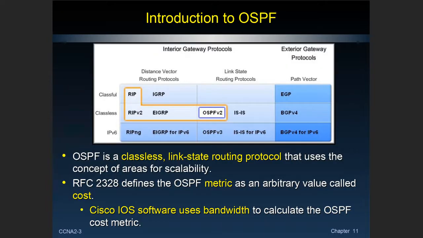So OSPF is classless. What is classless? Well, let's take a look at the old RIP protocol. It was a classful protocol. That means that when the RIP router sent the network information to its neighbor, it only sent the network prefix, but not the subnet mask. So therefore, in RIP, you have to use the same subnet mask everywhere, or it won't work properly. They fixed that in RIP version 2. They fixed it so that it sent the network prefix and the subnet mask.